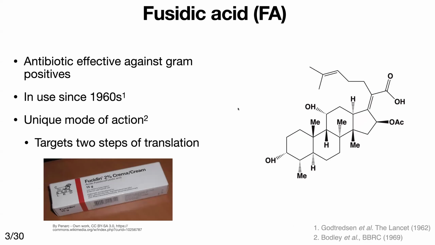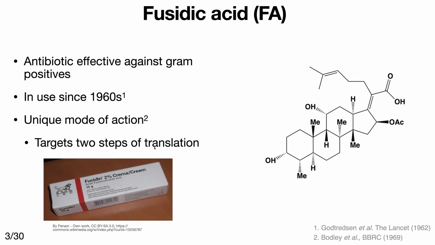One antibiotic that can be used against Staph aureus is fusidic acid. This is the chemical structure of fusidic acid, and this is how you may find it in a cream, for example, in the pharmacy. And it's not effective only against Staph aureus, it's also effective against gram-positives in general, and it has been used in Europe since the 1960s. Fusidic acid has a unique mode of action because it targets two steps of translation.